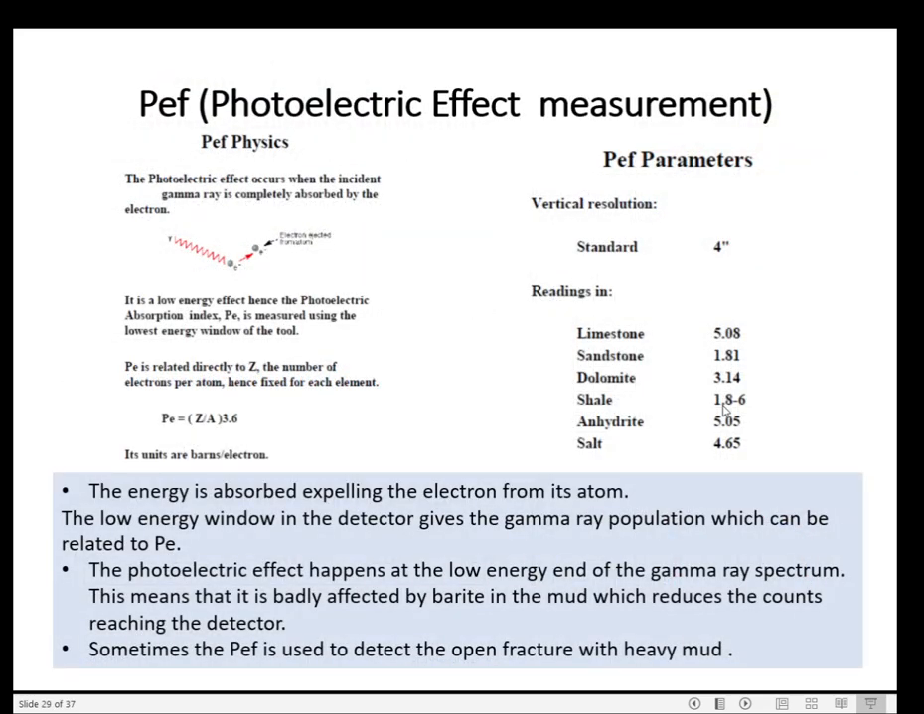Okay, another important output from the density is called the photoelectric effect. We get it when the low energy gamma rays come into the detectors. We apply this kind of window to get the photoelectric effect. The photoelectric effect is very important as a lithology indicator. The vertical resolution is 4 inch, and the value for limestone is 5, sandstone is 1.8, dolomite 3. So the 3 for dolomite is very obvious. The only one that has 3. It should be easy to identify the dolomite.